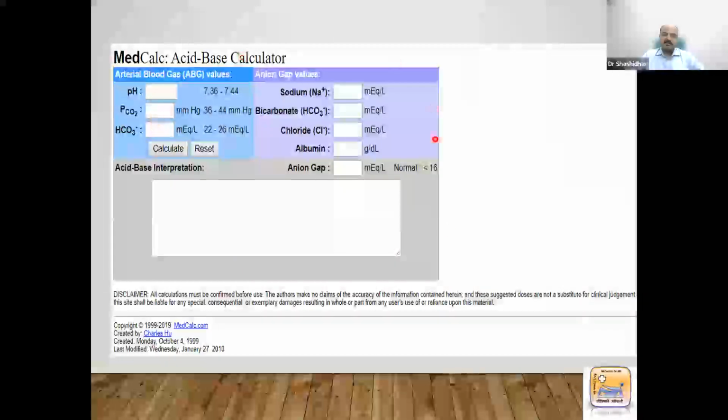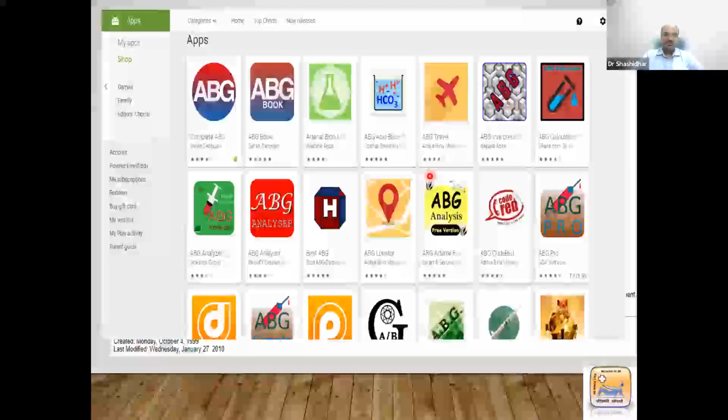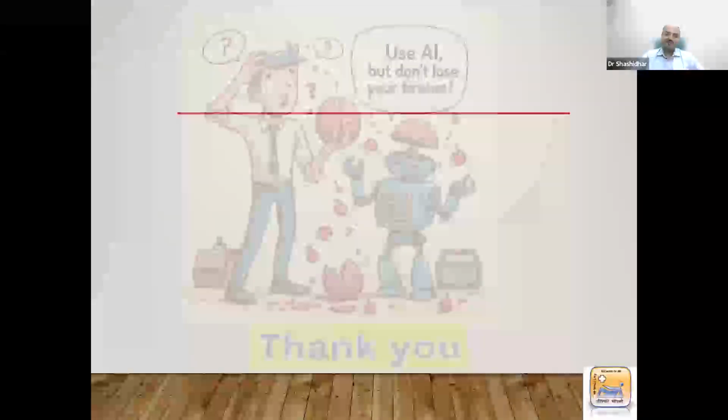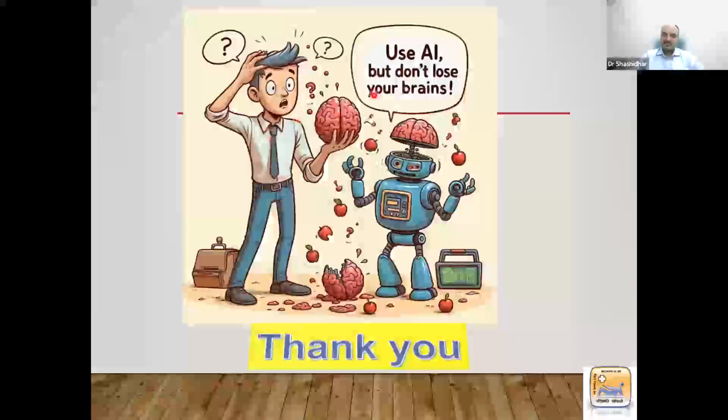So there are many calculators available, in which you can just type in all these parameters. It will give you even the anion gap. Most of you should have these apps on your smartphones. Many of them are there and most of them are quite useful. But why you should remember is for the clinical correlation. We all know that artificial intelligence is taking over, but we should not lose our brains in outsourcing our brains.